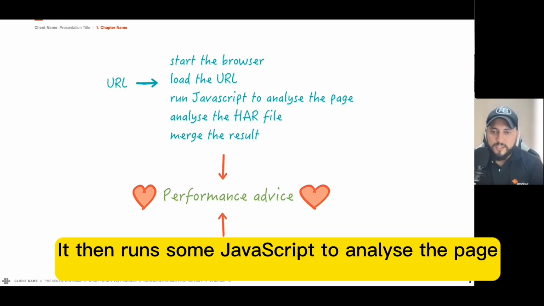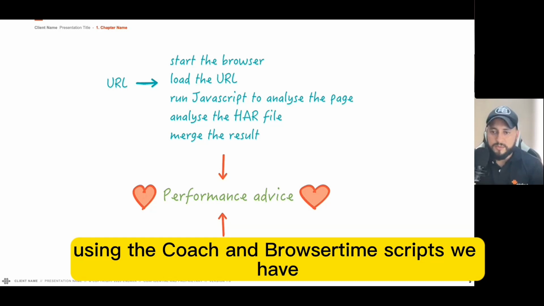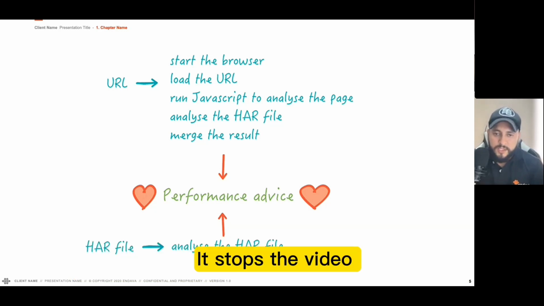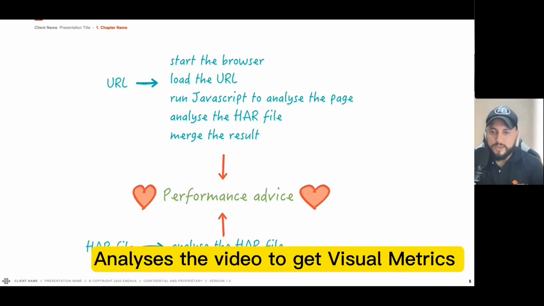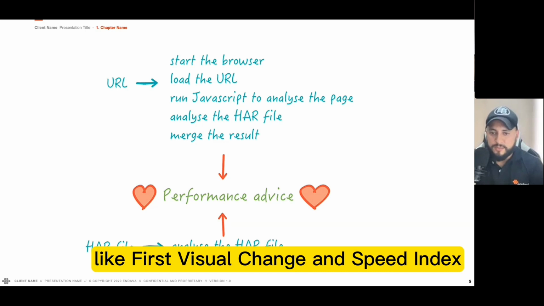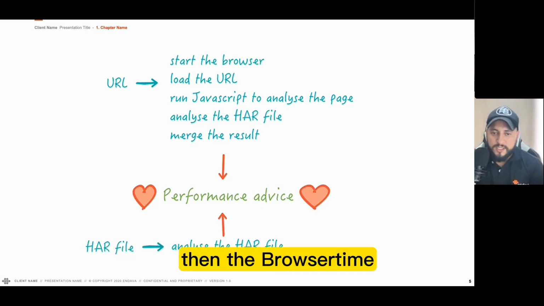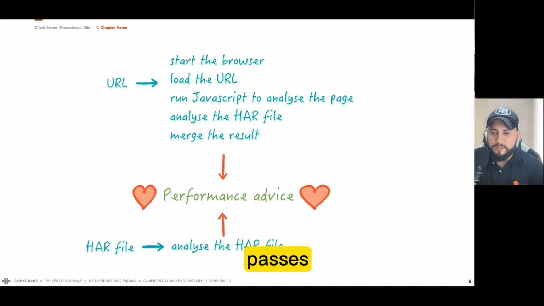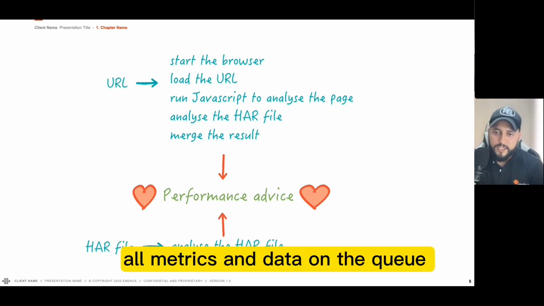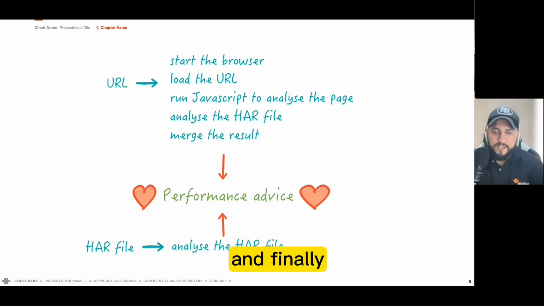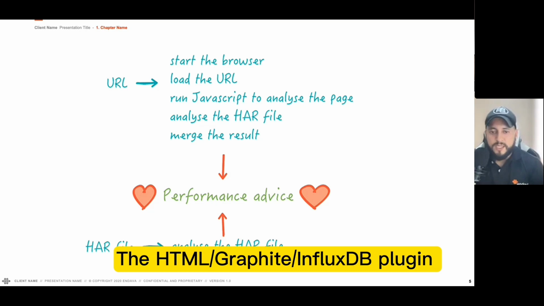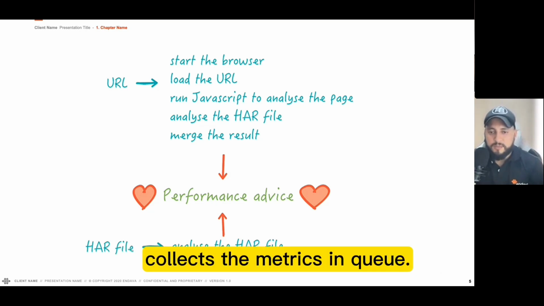It then runs some JavaScript to analyze the page using the Coach and the Browsertime scripts we have. It stops the video and closes the browser, and analyzes the video to get the visual metrics like the first visual change or the speed index. Then Browsertime passes all those metrics and data on a queue so the other plugins can use it. And finally, the HTML, Graphite or InfluxDB plugin collects the metrics in that queue.